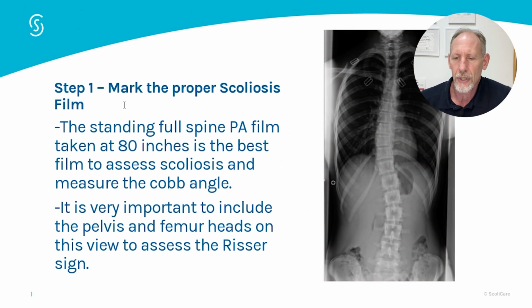So the first thing we want to do when we're assessing scoliosis is use the proper scoliosis x-ray. So the proper view to take is a full spine standing scoliosis view taken at 80 inches with the pelvis and the femur heads visible, so we can assess the Cobb angle and assess bone age. It's very important to include those because if we aren't able to assess bone age properly, then that can affect the treatment and the outcomes and what treatments we apply at what time.